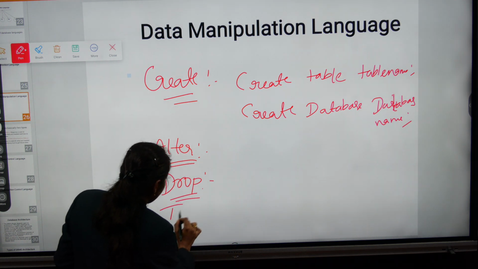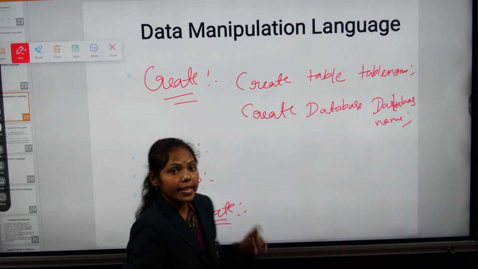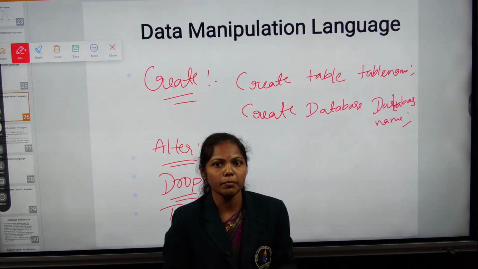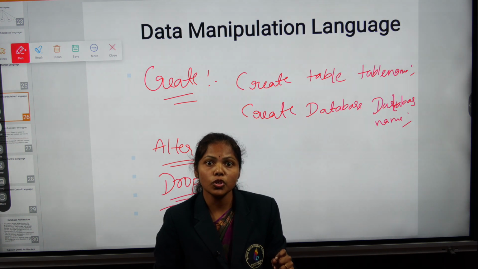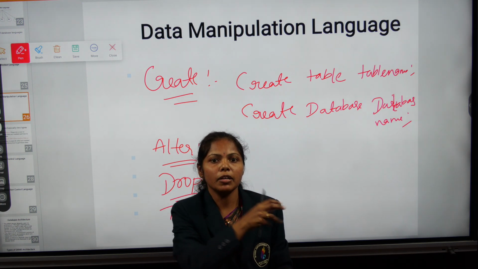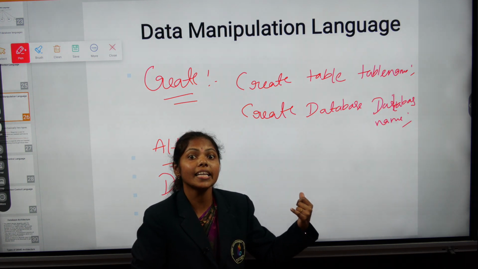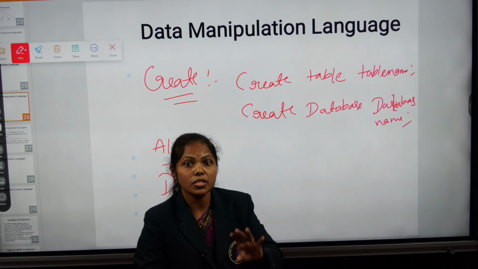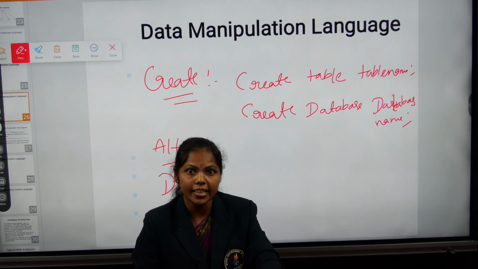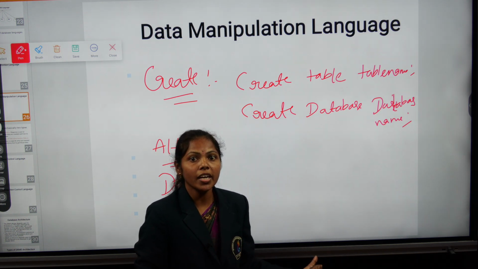Next one, truncate. Truncate is also used for deleting purposes. The difference between drop and truncate is that drop is used to delete the total table from the database, but truncate is used to delete only the records. The table structure will remain available in the database. The data which is stored inside the table will be removed from the database. That is the purpose of the truncate.